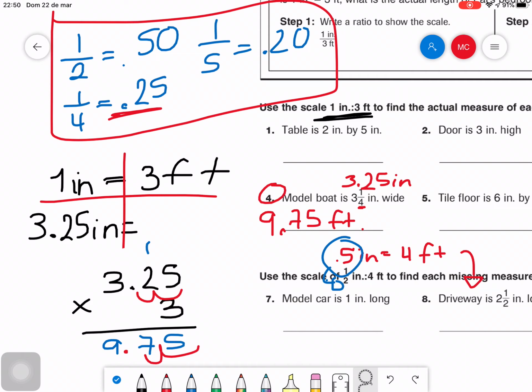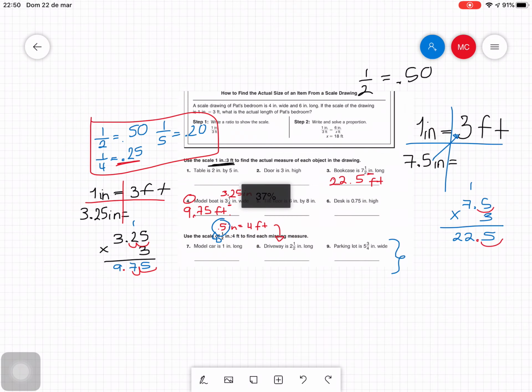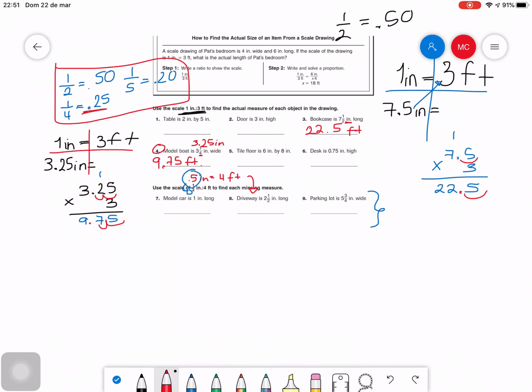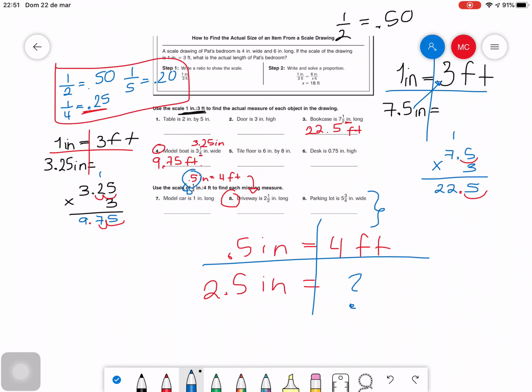Y ya. Then you're gonna have to do the second exercise. The second exercise is exactly the same. You're gonna have to do the same with each of them. For example, the scale was 0.5 inches in the drawing represent 4 feet in real life. And then this one: if the driveway is 2.5 inches long, then how many feet are these inches in real life? And then you multiply.